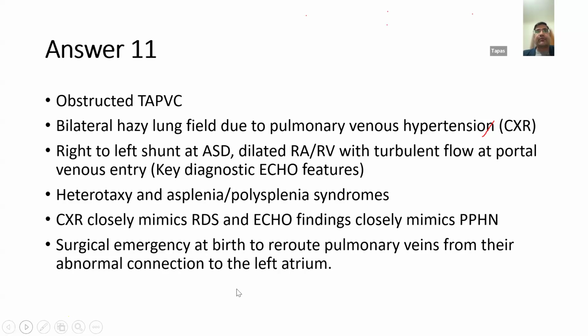So heterotaxy, asplenia and polysplenia syndromes are associations. And chest X-ray closely mimics RDS and GBS pneumonia, correctly said. And echo finding closely mimics that of PPHN. And PGE1 is not recommended in this condition because that will lead to an increase in the pulmonary venous hypertension and can accentuate the pulmonary edema. So it's a surgical emergency actually, and you have to reroute the pulmonary veins from the abnormal connection to the left atrium.